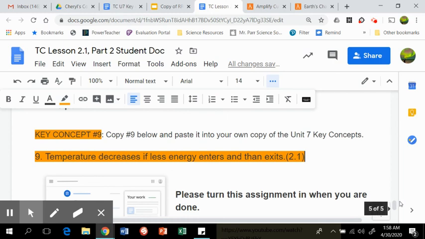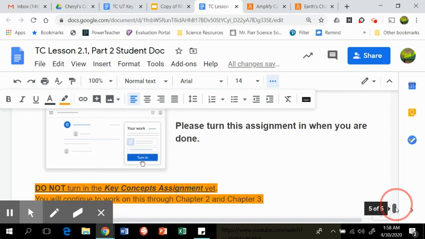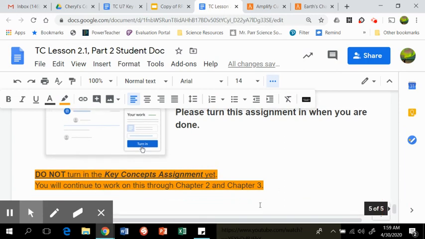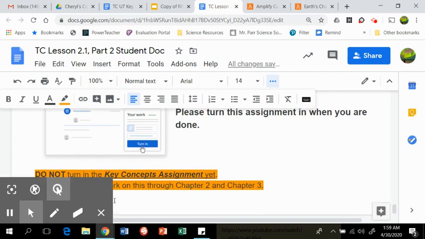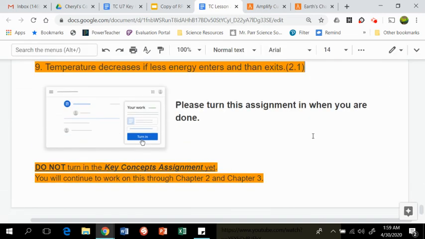All right, that's it for today's lesson. Please turn this assignment in when you are done. However, do not turn in the key concepts assignment yet. You will continue to work on this through chapters 2 and chapter 3. So do not turn in the key concepts, but do turn in this one.